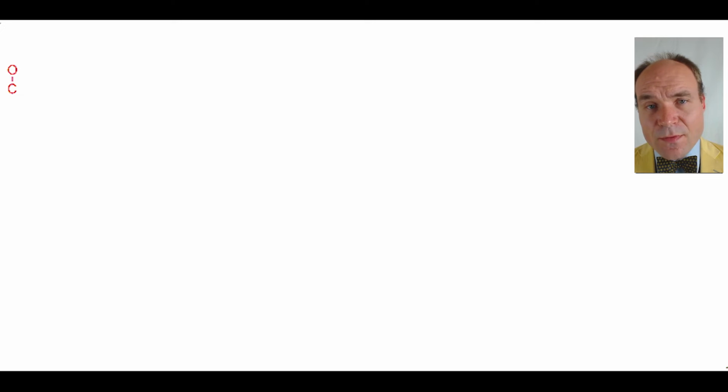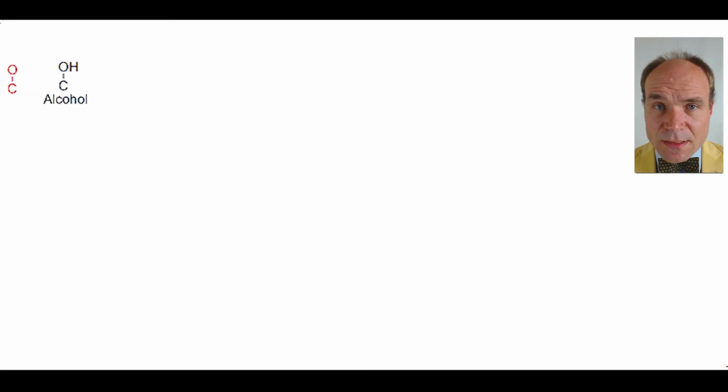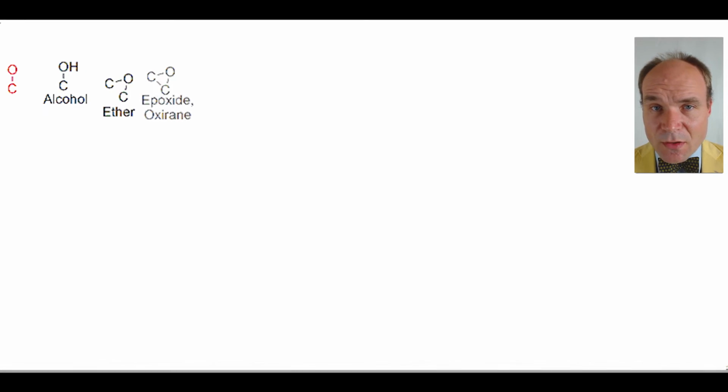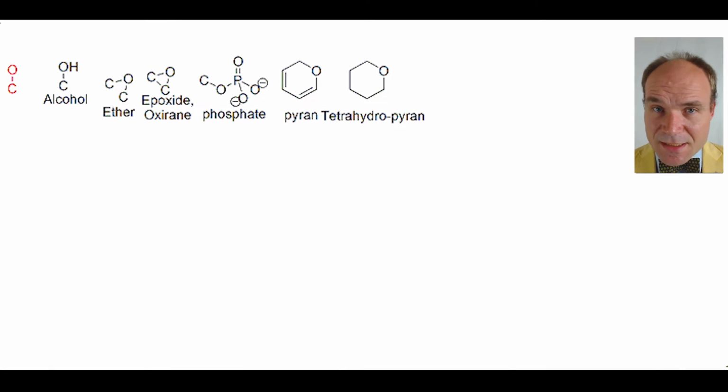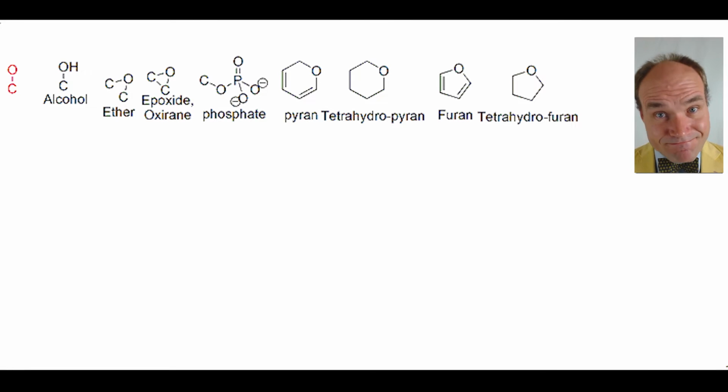Now, there are a wide variety of functional groups that fall within that theme, and they can include alcohols, ethers, epoxides, systematically known as oxirane. Now, an epoxide is a cyclic ether. Pyran, tetrahydropyran, again a cyclic ether. Furan, tetrahydrofuran, cyclic ether, and oxonium. Those are just a few.